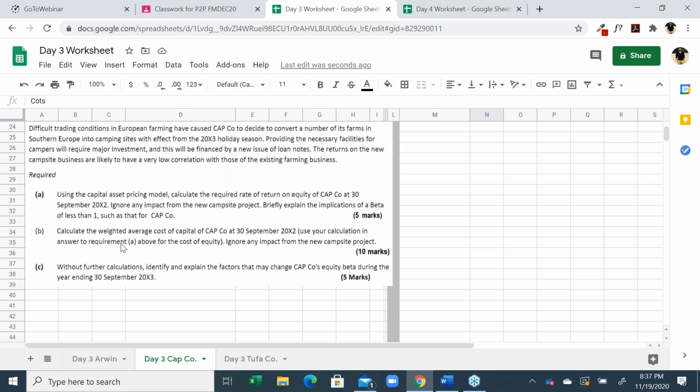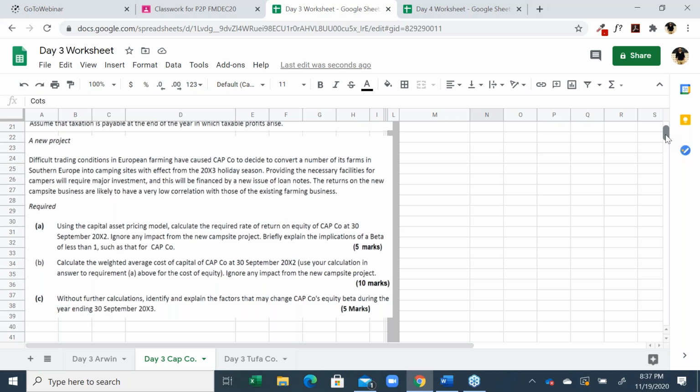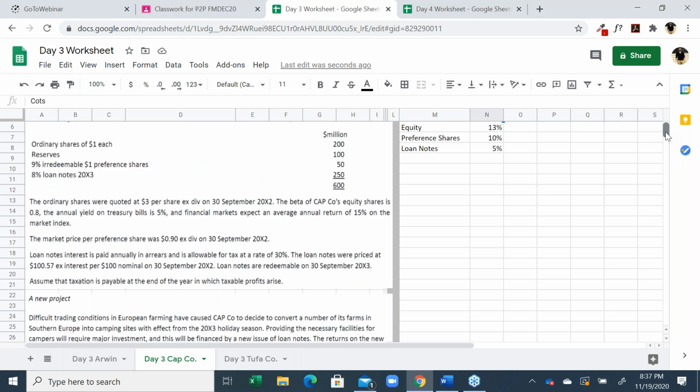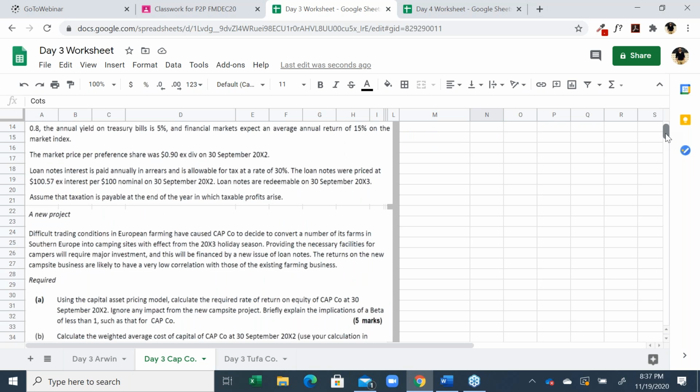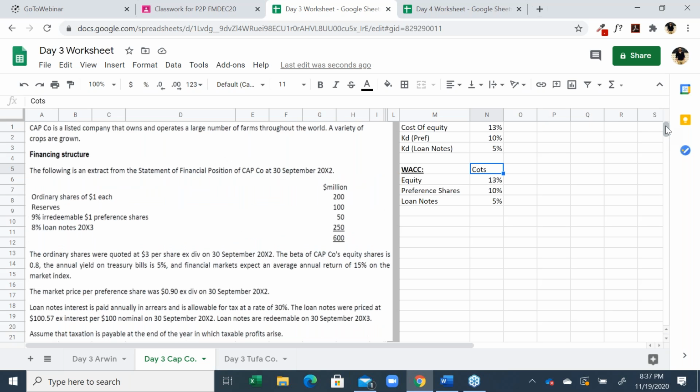Calculate the weighted average cost of capital and use your calculation in answer to requirement A above for the cost of equity and ignore any impact. So we don't have any information of what the examiner is looking for, whether he wants us to solve it using market values or book values. But in that case, we should always use market values.